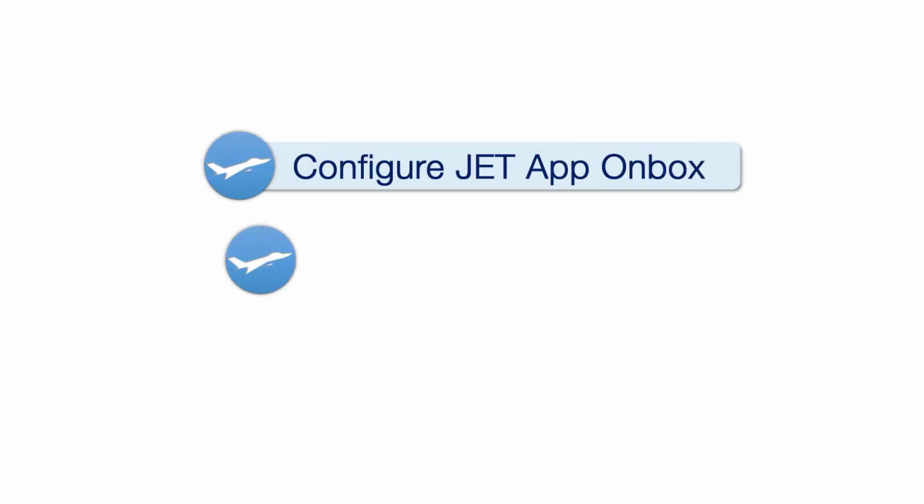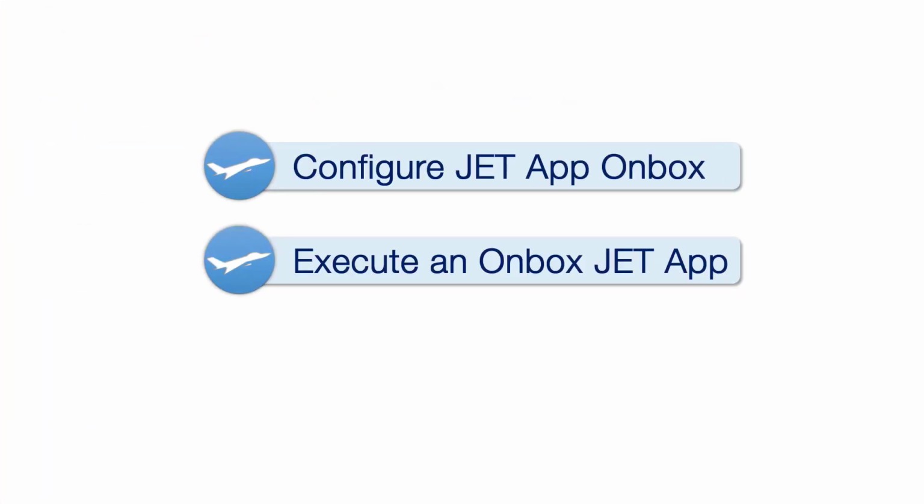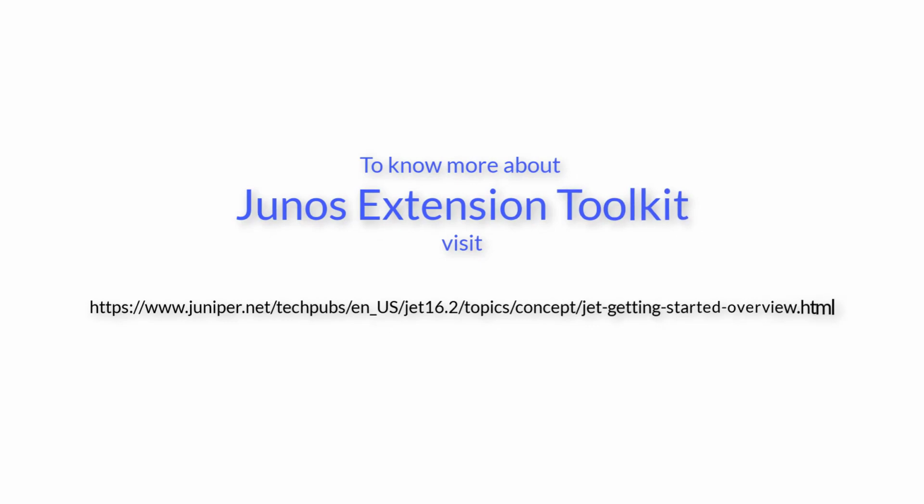That's how we configure a Jet application on the device and execute it Onbox. Stay tuned for more Jet tutorials on how to run an Onbox app as a daemon using routing, interface, firewall, QoS, and many other services.